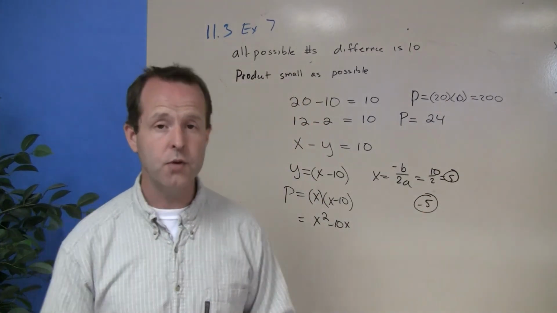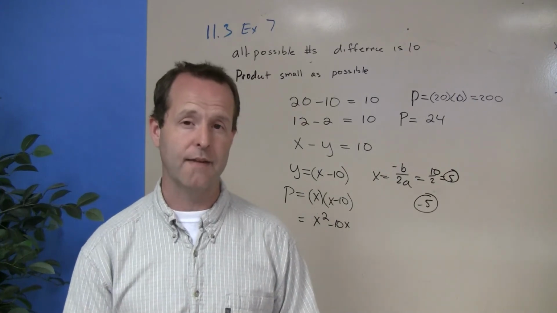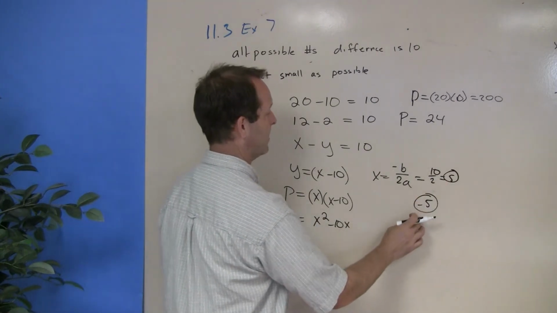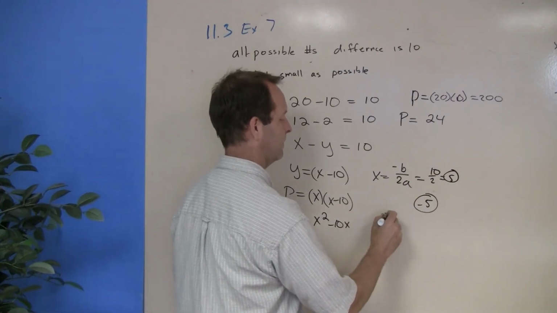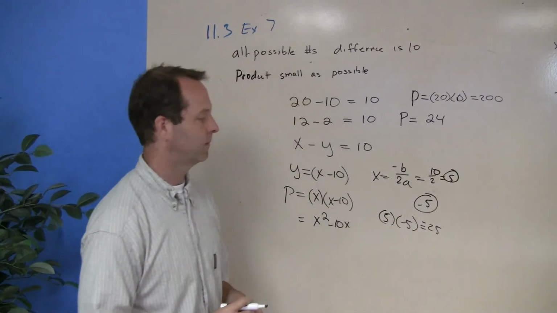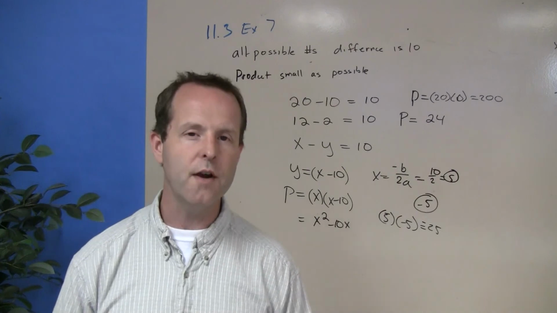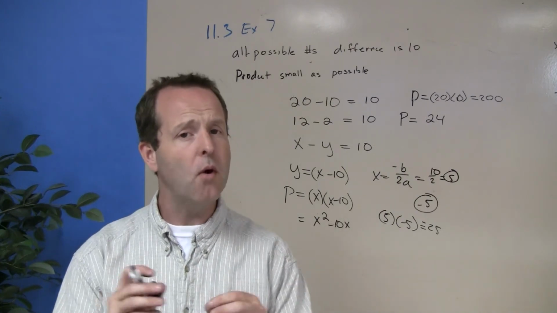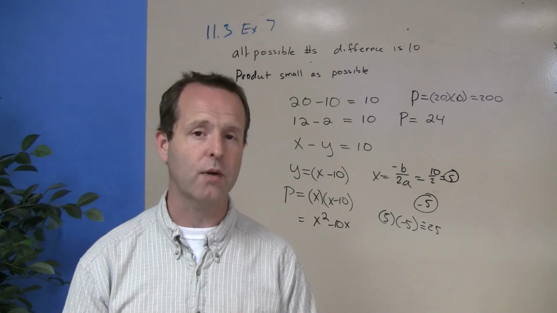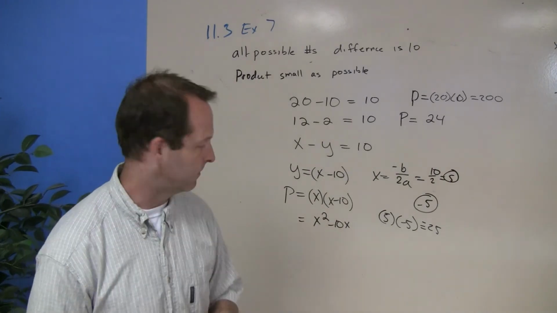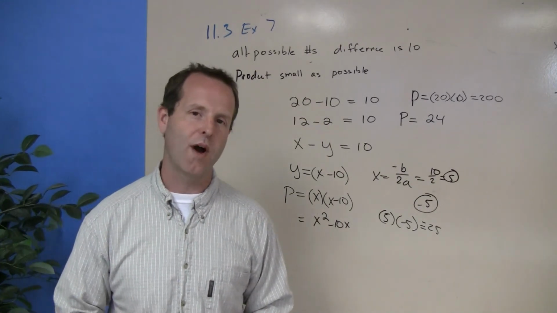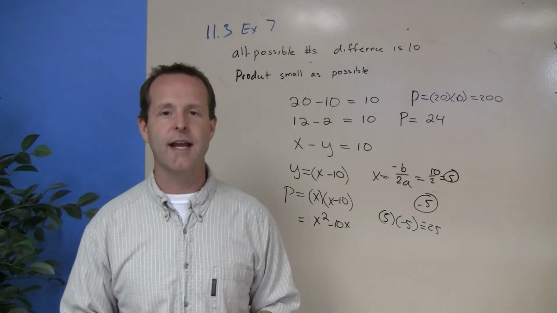So those are my two numbers, so that if I multiply them, it would be the lowest product that I could find. 5 times negative 5 is negative 25. And there's not two other numbers in all of creation that when multiplied will give me a number less than negative 25, given my initial criteria such that the difference is 10. I hope that helps a little bit. You may need to rewatch this once or twice, follow along in your book and get an idea of what's going on.